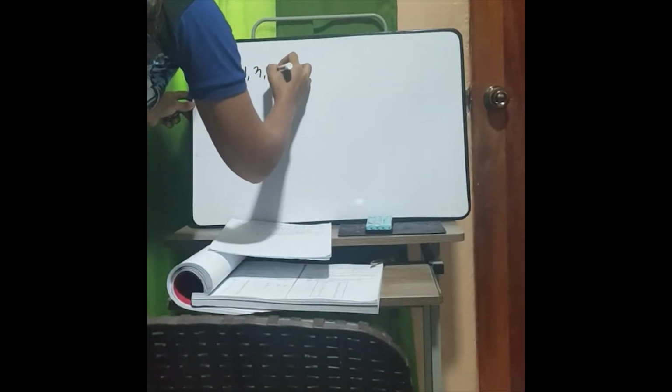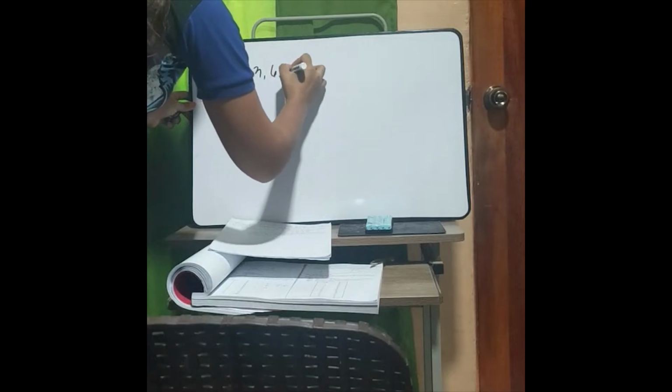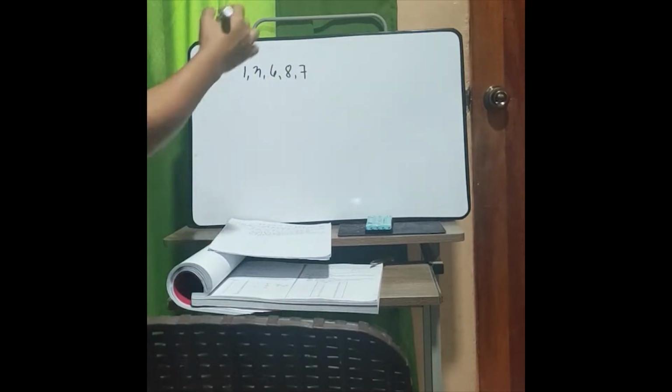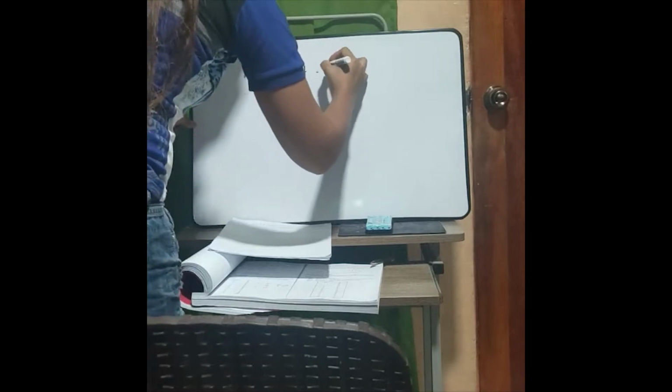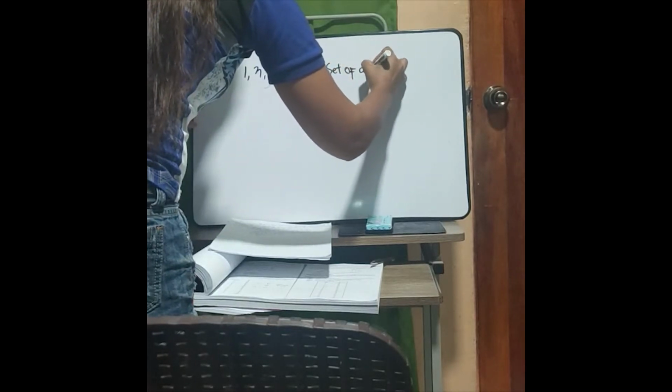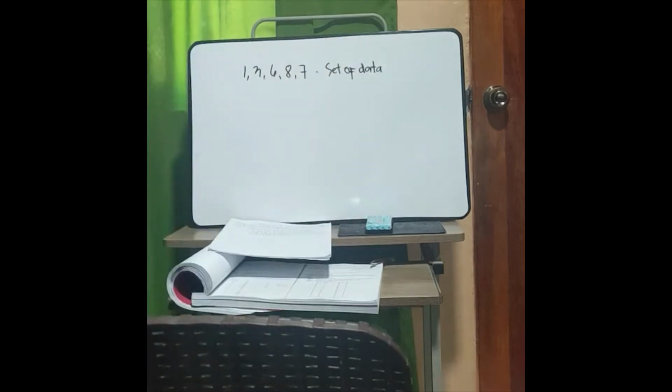To understand more, let's try this sample. We have the numbers 1, 3, 6, 8, and 7. That's what we call the set of data. For us to know more how to get the mean easier, let's try to compute this one.